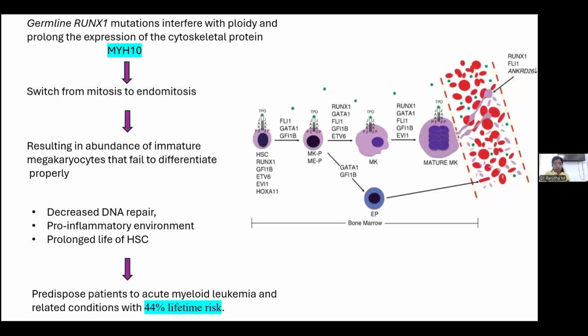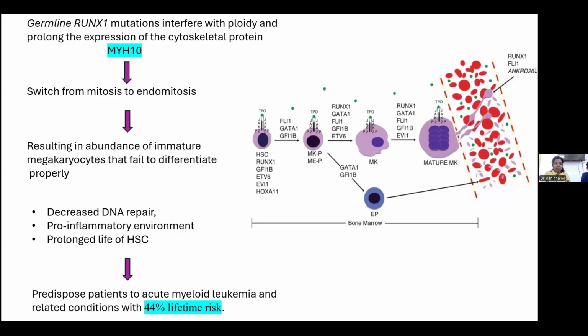And how does it run the risk of myeloid leukemia? Germline RUNX1 mutation interferes with the ploidy and prolongs the expression of a cytoskeleton protein, MYH10, which leads to a switch from mitosis to endomitosis, resulting in an abundance of immature megakaryocytes that fail to differentiate properly.